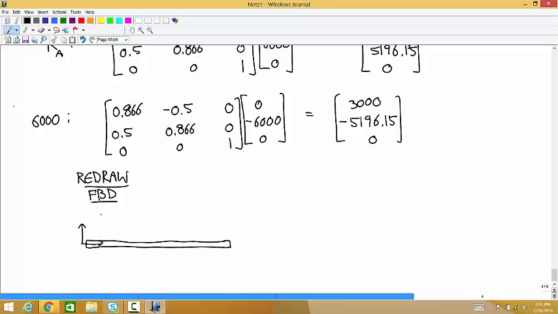has a force vector over here of negative 3,000, positive 5196.15. And a couple of 1,039.23. And then a force vector over on the other end of positive 3,000, negative 5196.15.